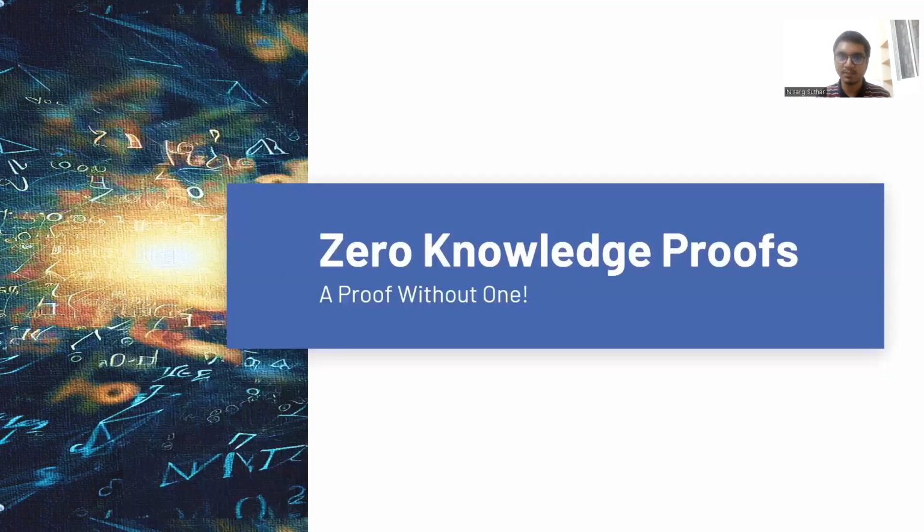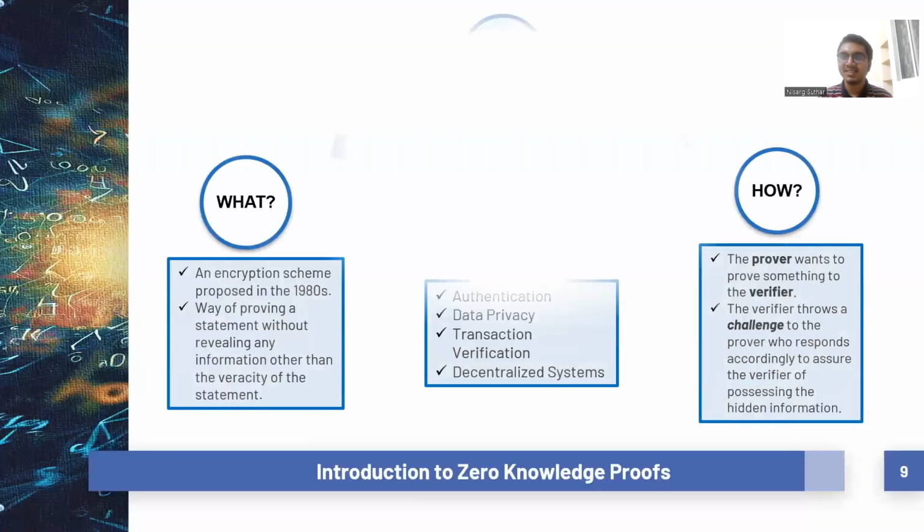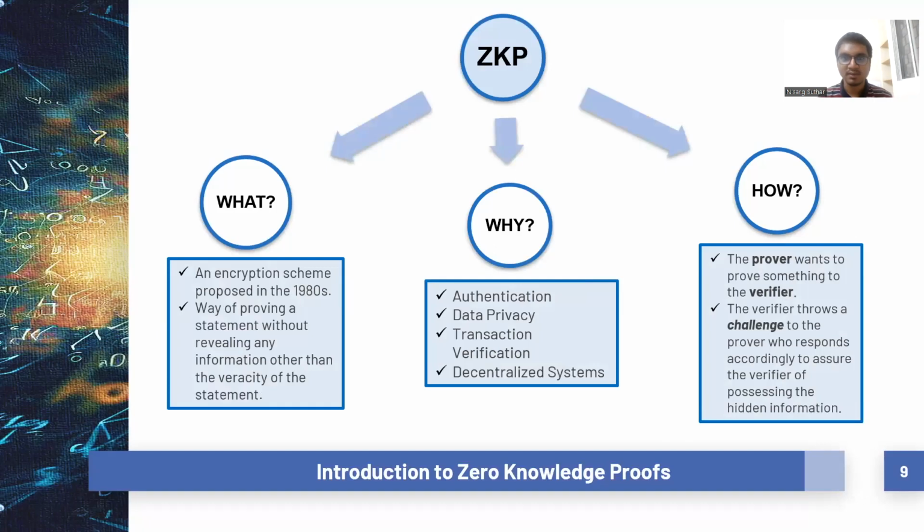So now the zero knowledge proofs, a proof without knowledge. All right. So this is the overview of the zero knowledge proofs. So what are zero knowledge proofs? They are an encryption scheme which were proposed in the 1980s, and it involves proving a statement without actually revealing any information. So why do we need zero knowledge proofs? Because they are used in authentication, data privacy, transaction verification, and decentralized systems.